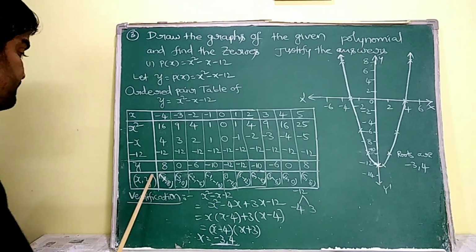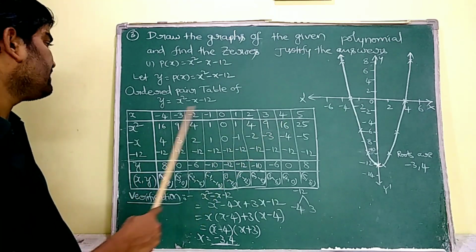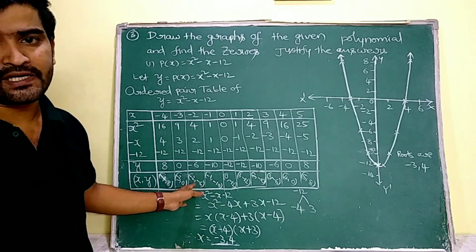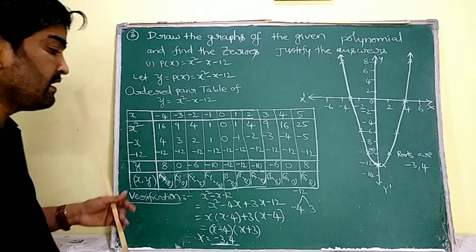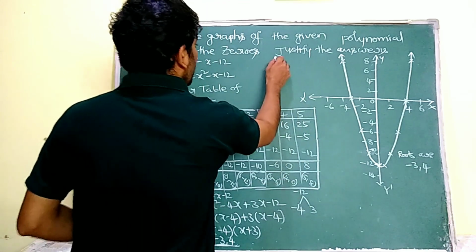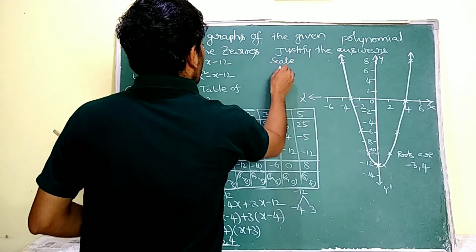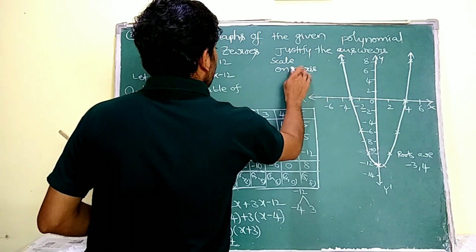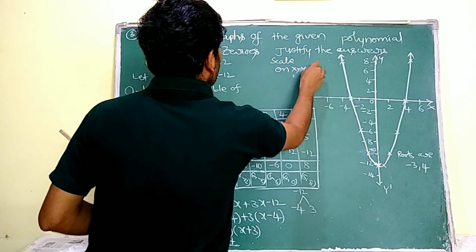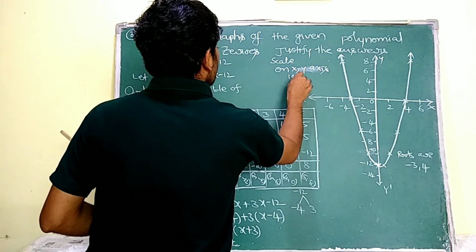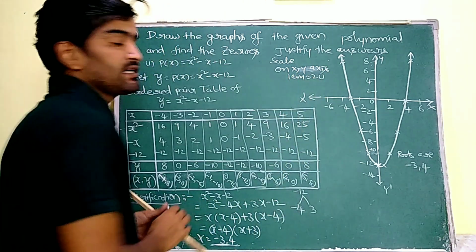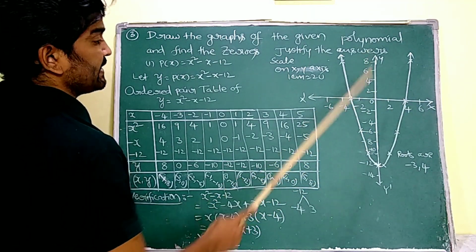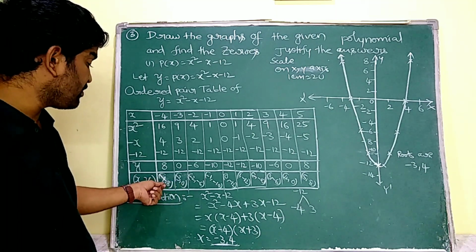You see, on x-axis I am having small values only. On y-axis also I am having small values only. Lack of space, I am going to consider here the scale as on x-axis 1 centimeter is equal to 1 unit. On x comma y-axis, 1 centimeter is equal to 2 units. That is why 2, 4, 6. Here also 2, 4, 6, 8 like that I am going to write. Then after I am going to plot the points.